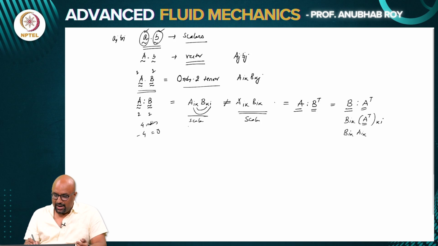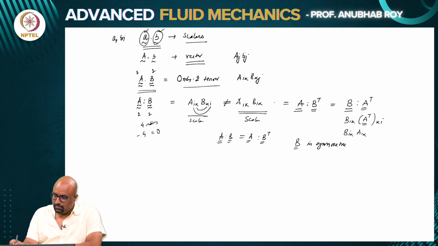Whereas here, this one is A double dotted with B. So, the only case where they would become the same is if, let us say, one of these order 2 tensors is symmetric, right. So, this is what we are doing, playing around with all these kinds of double contractions.